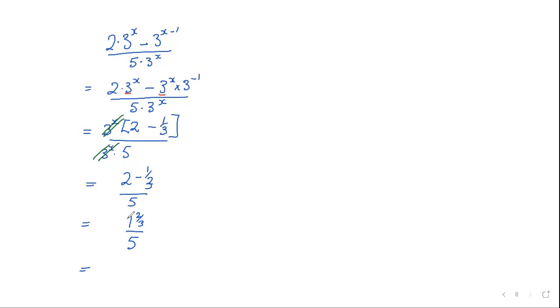1 times 3 is 3, plus 2 is 5, over 3, divided by 5. A mixed fraction here is written as an improper fraction. This is the same as 5 over 1. That becomes 5 over 3. Change the division sign to multiplication. That is 1 over 5. And you shall see that 5 cancels with a 5. And we remain with 1/3. That's your answer.